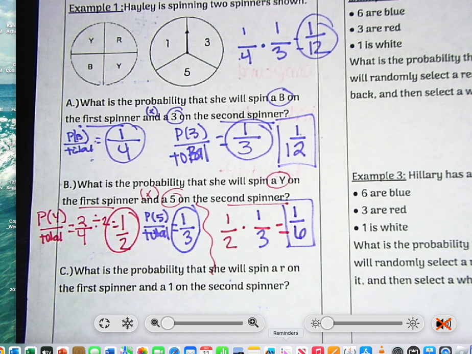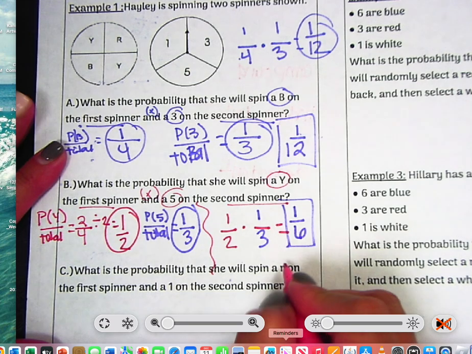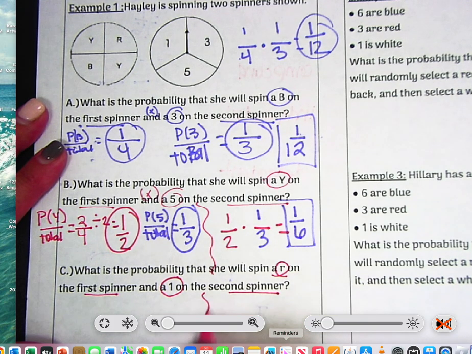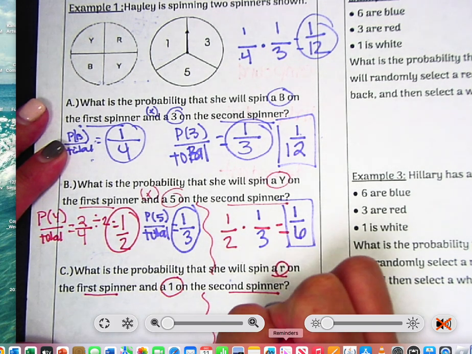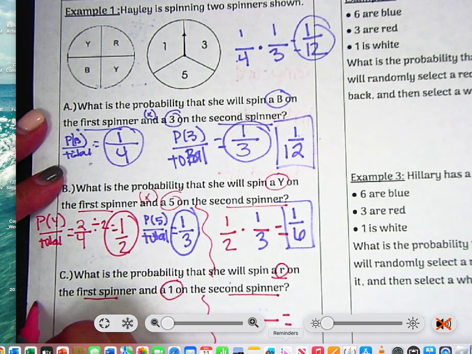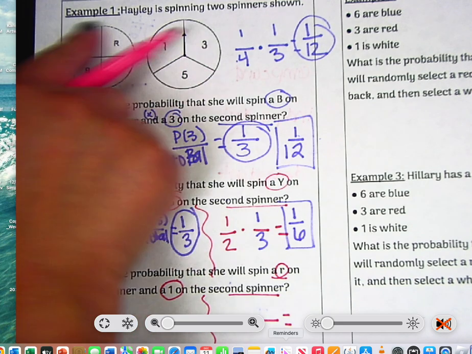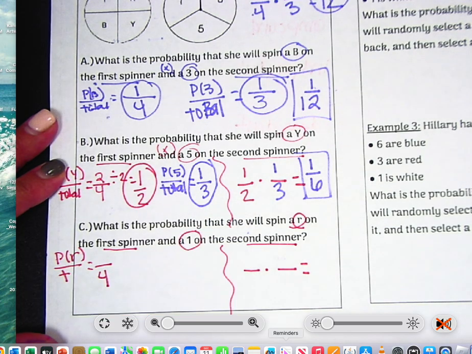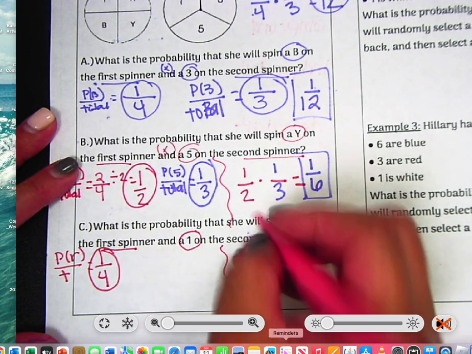Okay, last one. What is the probability of spinning on an R on the first spinner and spinning on a 1 on the second spinner? So those are your 2 events. So that means I'm going to need 2 fractions. Okay, and I'm going to go ahead and set it up here. Probability of getting an R over my total. So again, this first spinner has 4 total options, and there's only 1 R. So this right here is my first event.